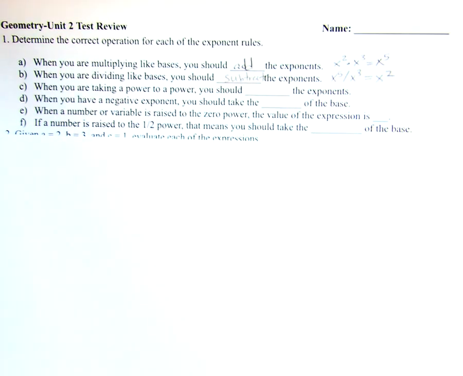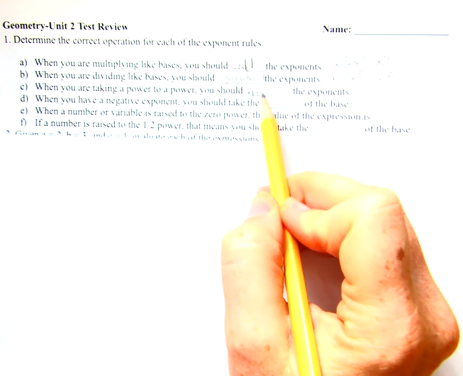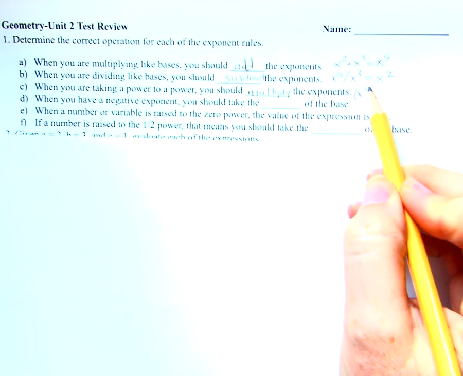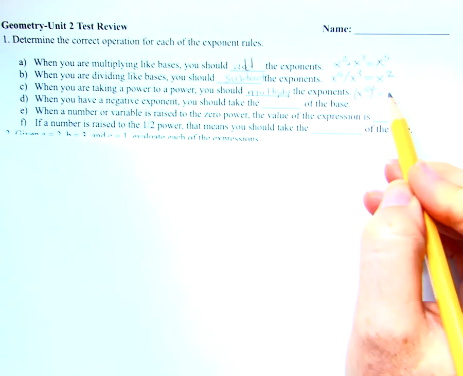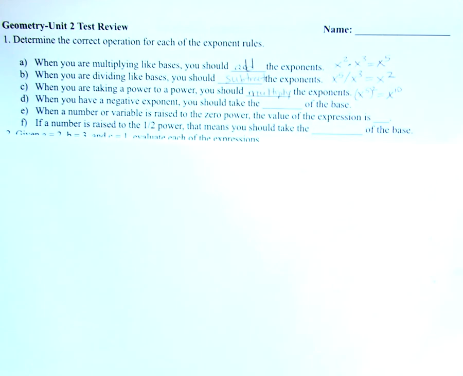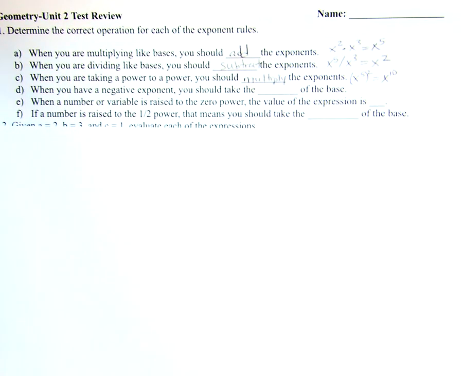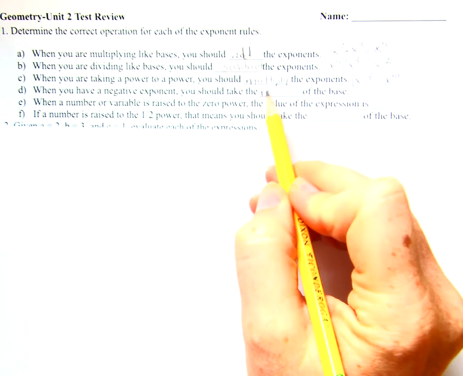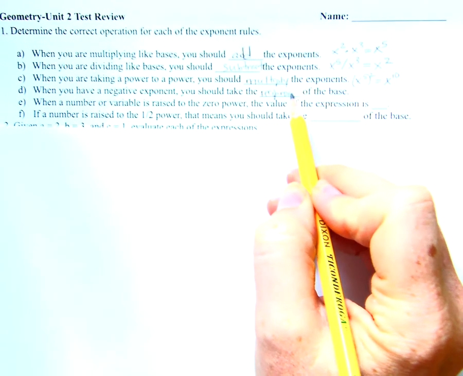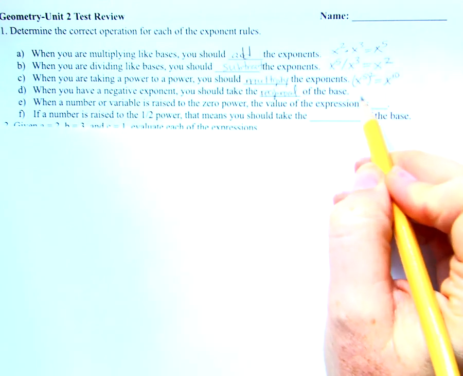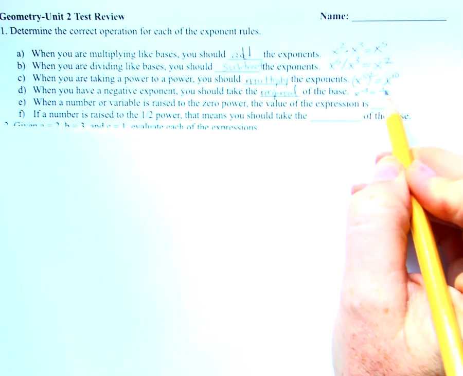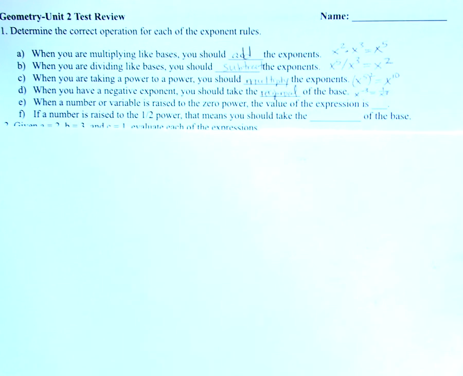When you are taking a power to a power, you multiply the exponents. So for example, if we had x to the fifth squared, that would be 5 times 2, which is 10. When you have a negative exponent, you should take the reciprocal of the base. So if you had x to the negative third, you would flip that and make it x to the positive third.